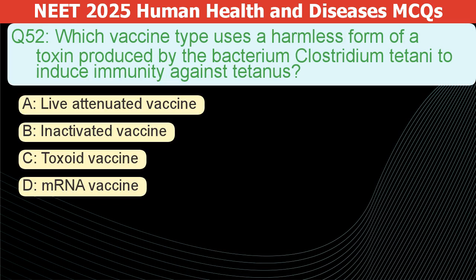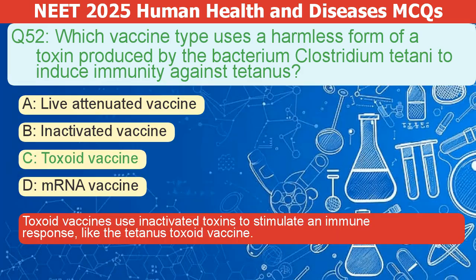Which vaccine type uses a harmless form of a toxin produced by the bacterium Clostridium tetani to induce immunity against tetanus? A. Live attenuated vaccine. B. Inactivated vaccine. C. Toxoid vaccine. D. mRNA vaccine. The correct answer is C. Toxoid vaccines use inactivated toxins to stimulate an immune response, like the tetanus toxoid vaccine.